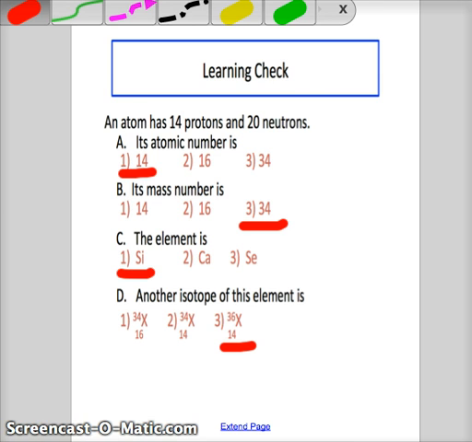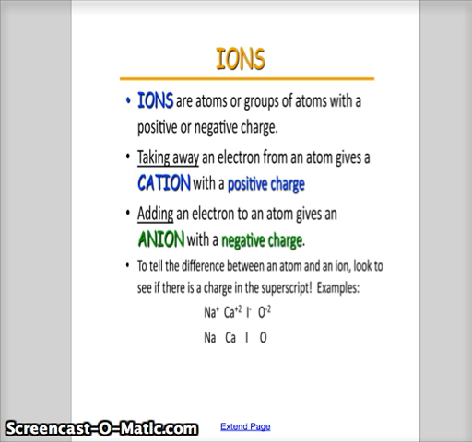Okay? Moving on. Ions. Ions are atoms or groups of atoms with a positive or negative charge. Also, I'll call them charged particles in class. The positively charged ion is a cation, and this is formed when electrons are taken away. You can't add protons. If you add protons, you change the element. So you can only take away electrons. Protons will stay the same. You can take away electrons, and that's what makes it positive. If you were to add electrons, it would become negative, and then you have what's known as an anion.